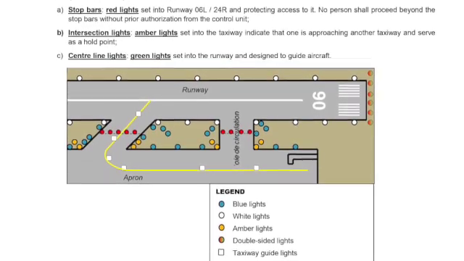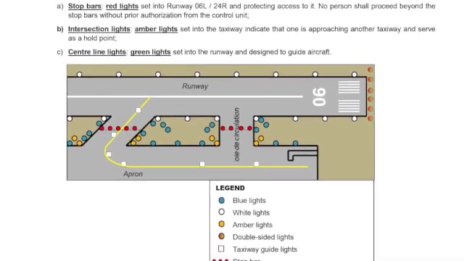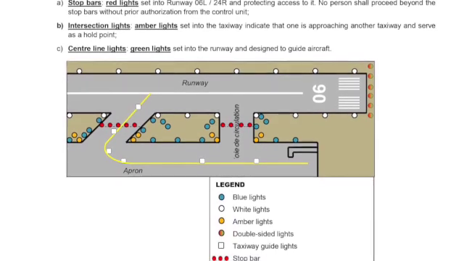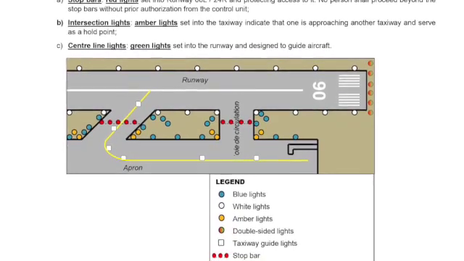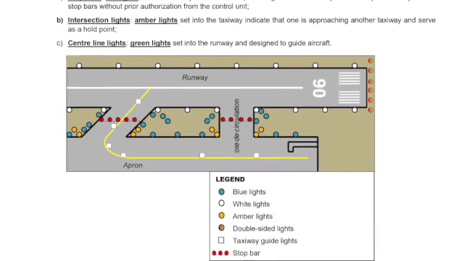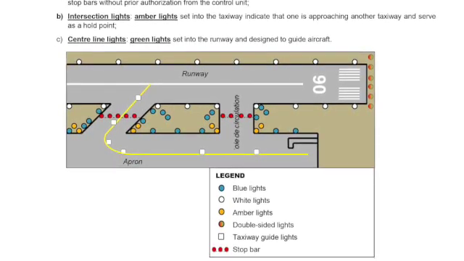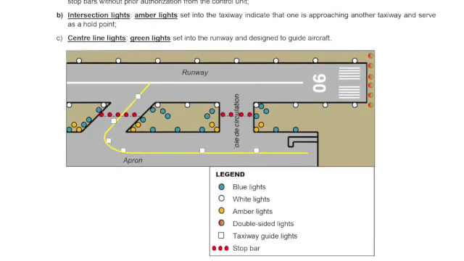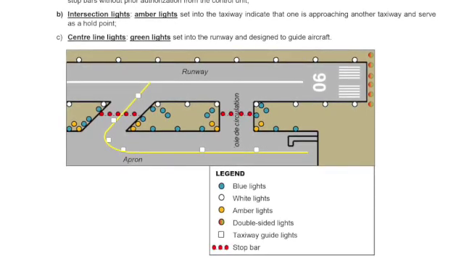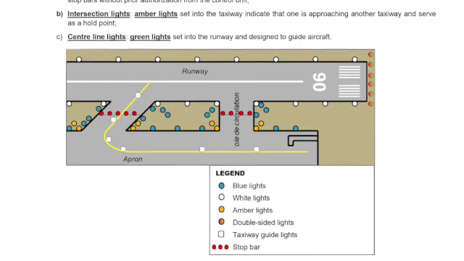B. Intersection lights, amber lights set into the taxiway, indicate that one is approaching another taxiway and serve as a hold point. C. Center line lights, green lights set into the runway and designed to guide aircraft. Legend: blue lights, white lights, amber lights, double-sided lights, taxiway guide lights, stop bar.